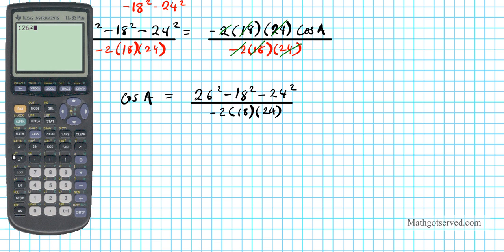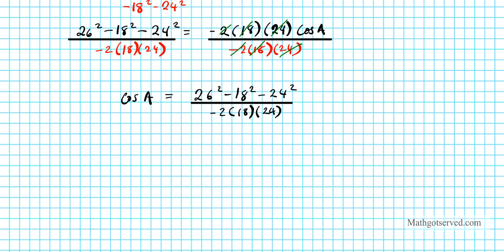26 squared minus 18 squared minus 24 squared, all that divided by parentheses. And I'll use this negative right here, not the minus. So negative 2 times 18 times 24. Close out the denominator. Enter. We have 0.2593. Okay, so cosine A equals 0.2593.